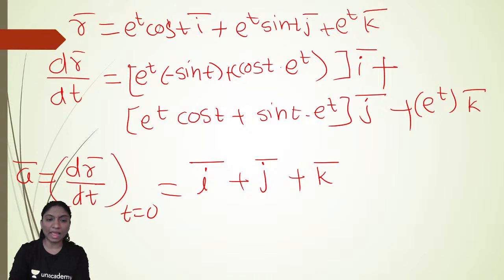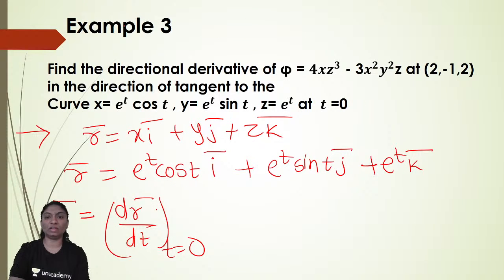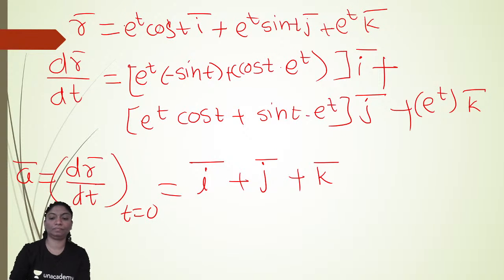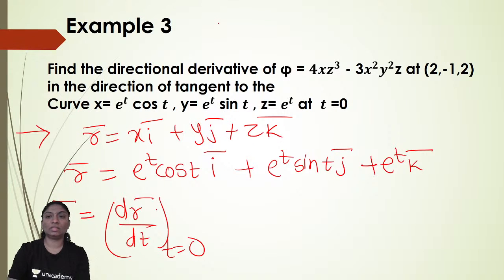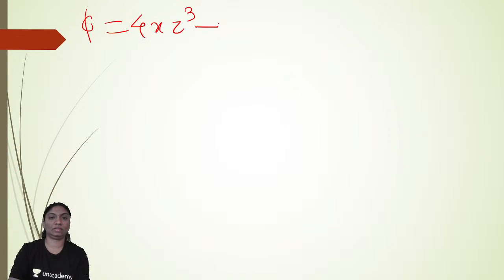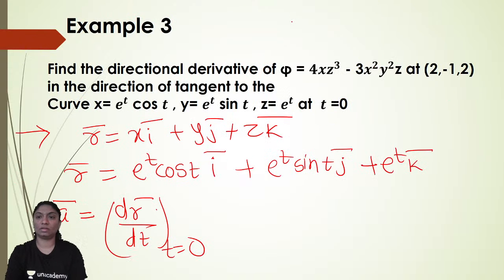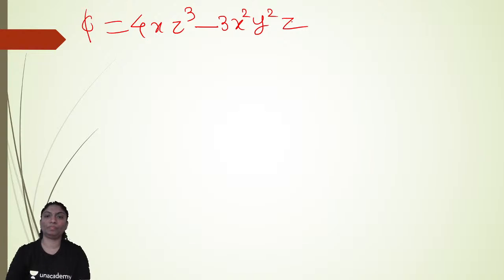That is your vector a bar. Now we will calculate del phi. Okay, so what is phi? Phi is given as 4xz cube minus 3x square y square z, and the point P is given as (2, -1, 2).